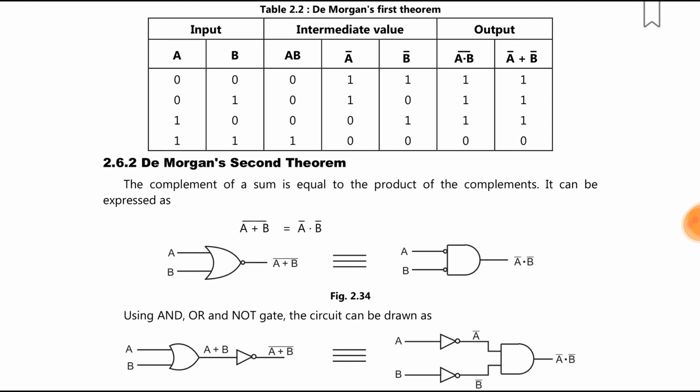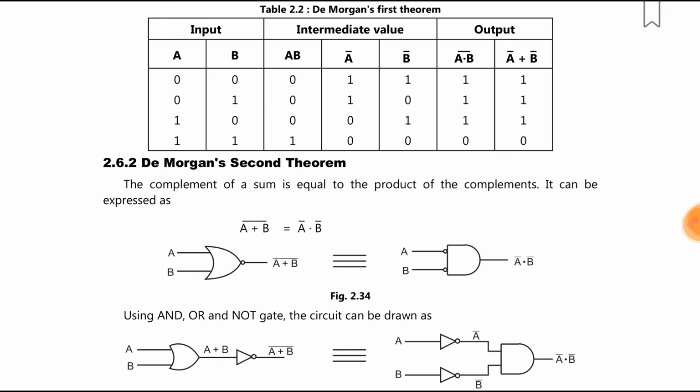So those are the same. Thus we can see that it is proved. De Morgan's first theorem is proved. What is De Morgan's first theorem? (A into B) bar is equal to A bar plus B bar. So that theorem is proved.